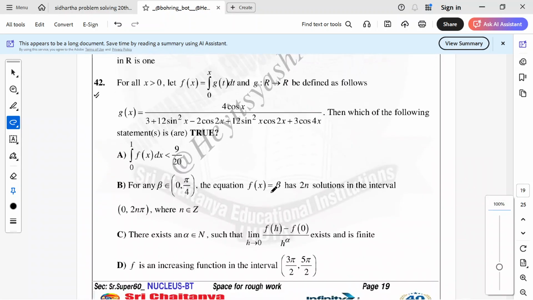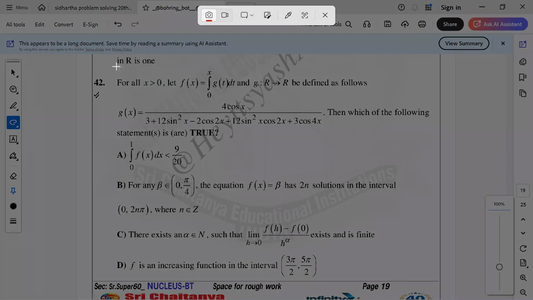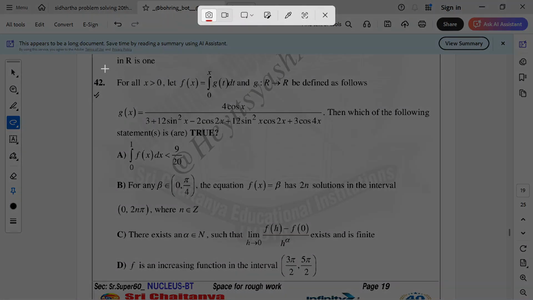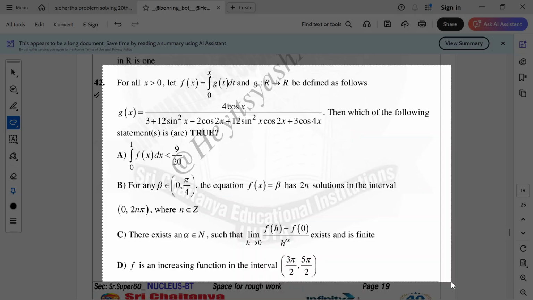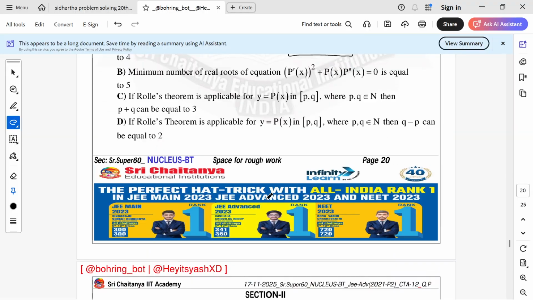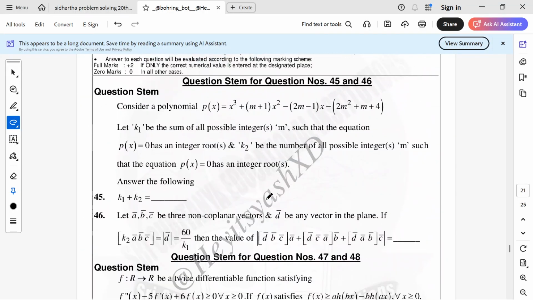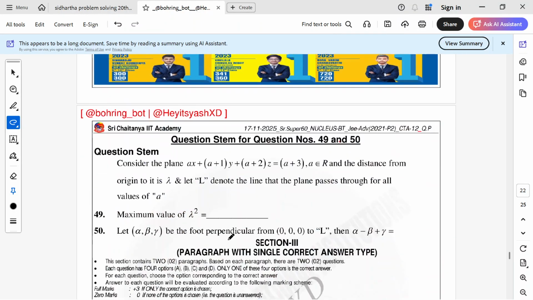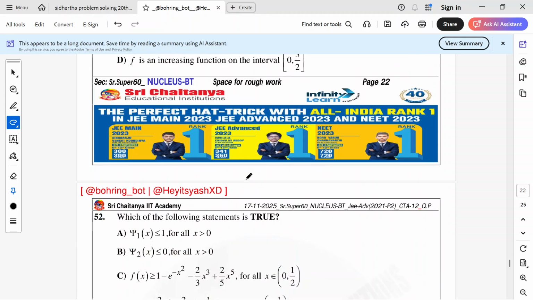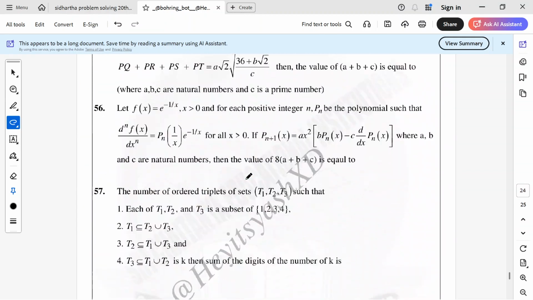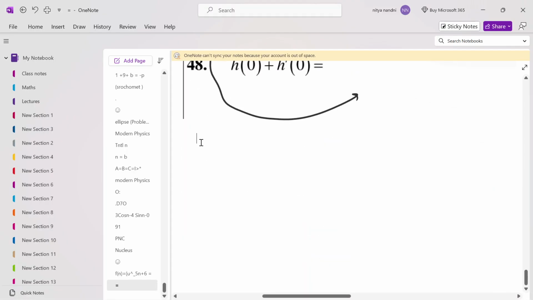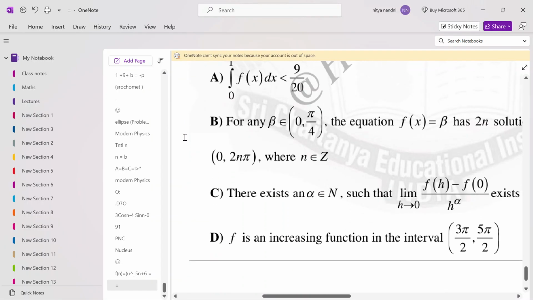So I don't think in this paper we have to think about any of these. This one is a very easy question, seems easy. This one is again okay. Fine, let us do one by one. Also, this seems difficult for us.